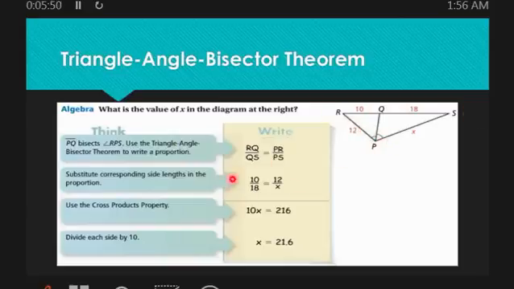So I can write up that proportion and substitute the side lengths in. So I'll have 10 over 18 equals 12 over x. I can cross multiply and get 10x equals 216. Divide by 10 on both sides, and I get x equals 21.6.